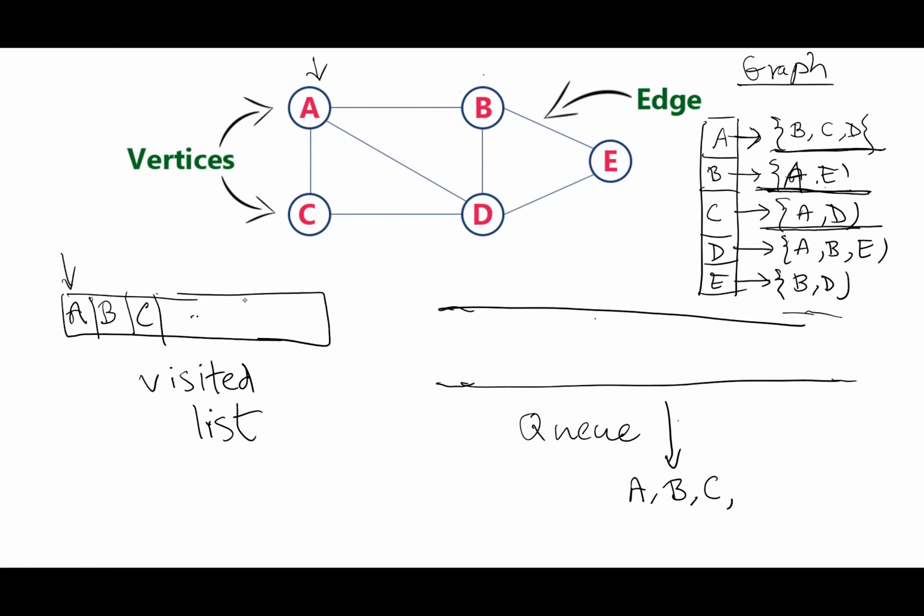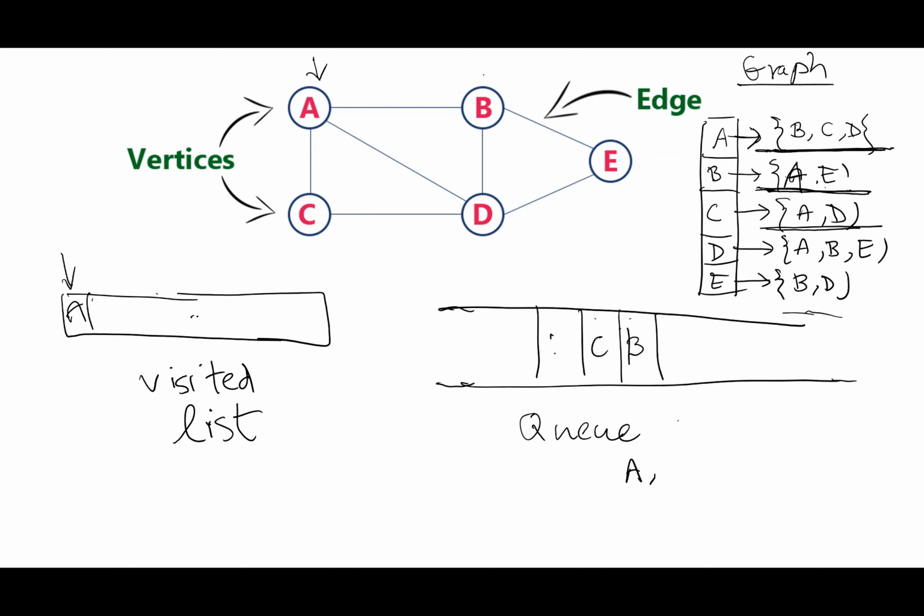Okay, so I was putting A into the queue and putting A into the visited list. And then whenever I'm taking A out, I am now putting my neighbors. So I'm checking if my neighbors are already in the visited list. None of them are. So I put B and then C and then D.